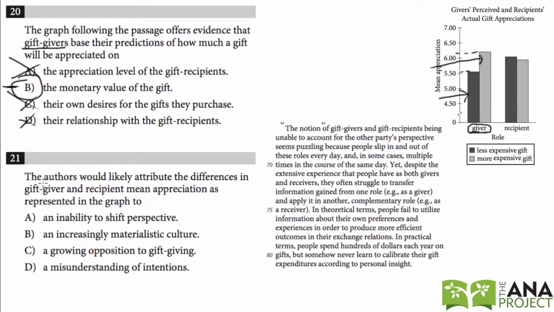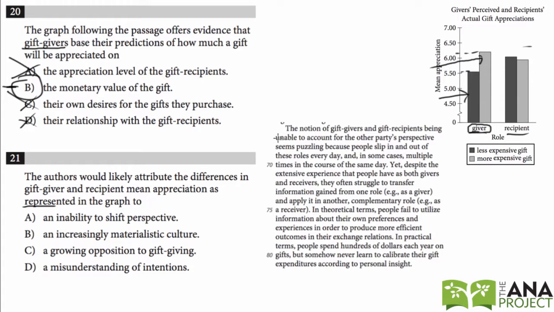Number 21: the authors would likely attribute the differences in gift giver and recipient mean appreciation, as represented in the graph, to... So again, gift givers think that the more expensive the present, the monetary value of the gift, the higher the appreciation. But if you look at the recipient, not necessarily. It doesn't have that same effect. Since this is the last question, I tend to look towards the end of the paragraph to see if we can find anything.